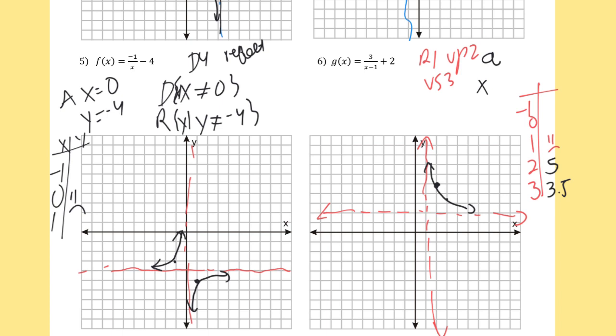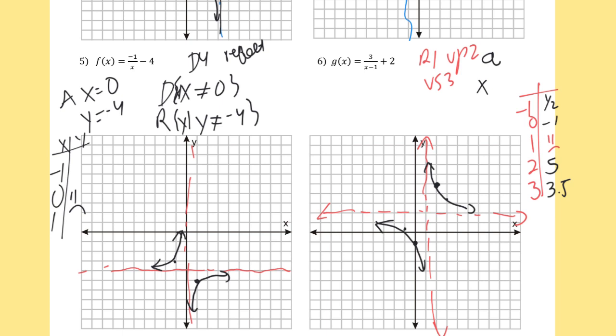Plugging in 0, you get 3 over negative 1. That's negative 3 plus 2, which is going to be negative 1. Again, normally it's over 1 and down 1, and now it's over 1 and down 3. And then if you plug in negative 1, you're going to get a half. And so this will be here. Okay, and so that will be your graph.